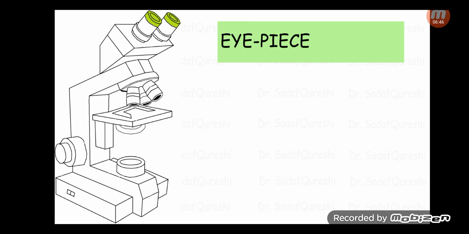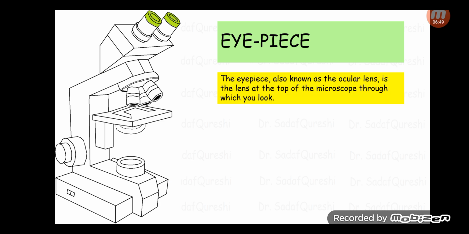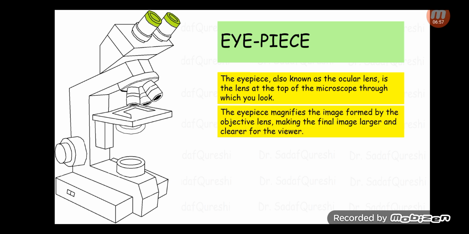The next optical part of the compound microscope is the eyepiece. The eyepiece is also known as the ocular lens. It is the lens at the top of the microscope through which we see. The eyepiece magnifies the image formed by the objective lens, making the final image larger and clearer for the viewer.